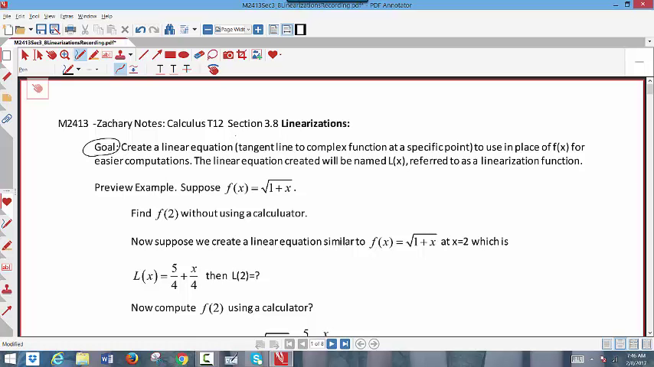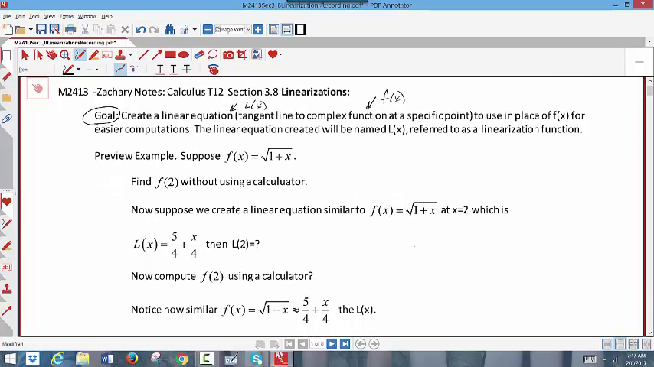When we create this linear equation, which is really our tangent line, they label it L of x and they call that the linearization. Our original function will still stay with f of x notation, so you can keep those two straight. Looking at a preview example, suppose our original function is the square root of 1 plus x, and we say, find f of 2 without using a calculator. f of 2 would be the square root of 1 plus 2, which is the square root of 3, and we would just have to guess.